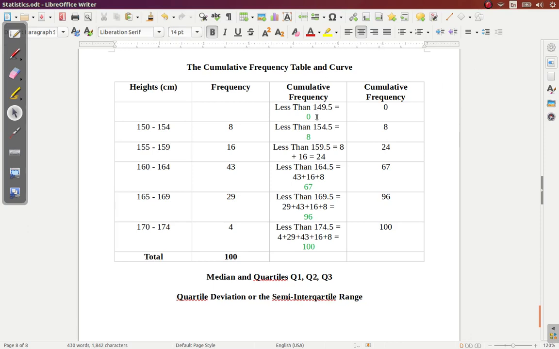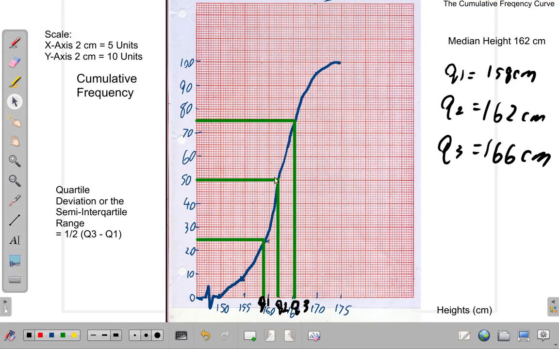So let's look at what is called the quartile deviation or the semi-interquartile range. Here we look back at our cumulative frequency curve. We see that the quartile deviation or the semi-interquartile range is half of Q3 minus Q1, right?